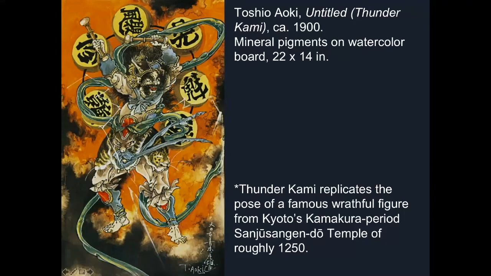It usually pairs with the wind god. So the iconography comes from traditional Japanese Buddhist art. This one, he used mineral pigments on watercolor board. This is what we read in the exhibition catalog, that this means he used the traditional Japanese color pigments, usually based on mineral sources.